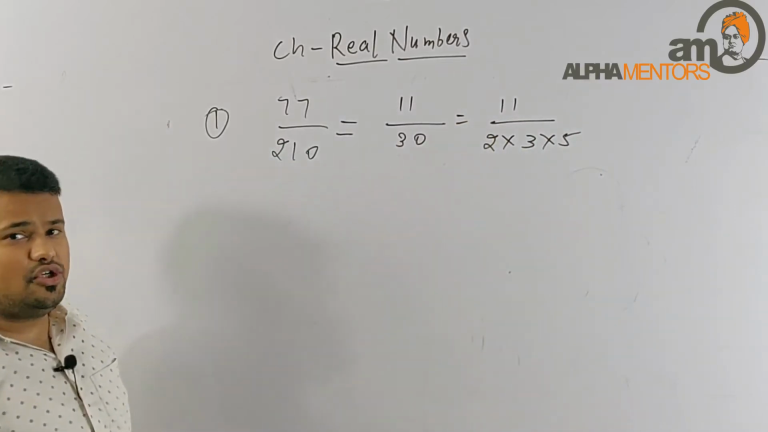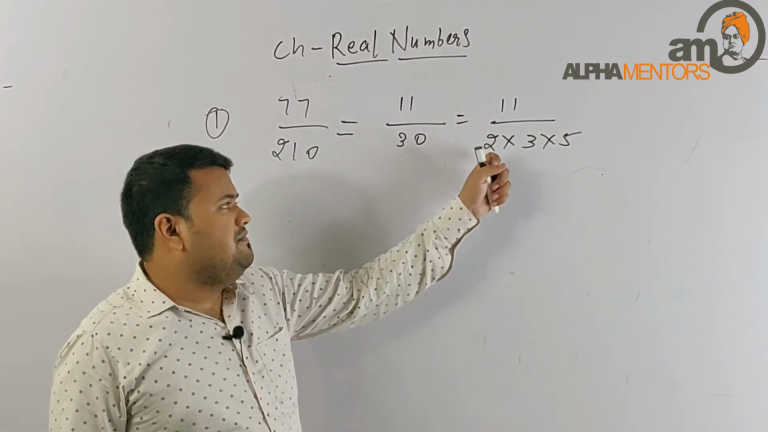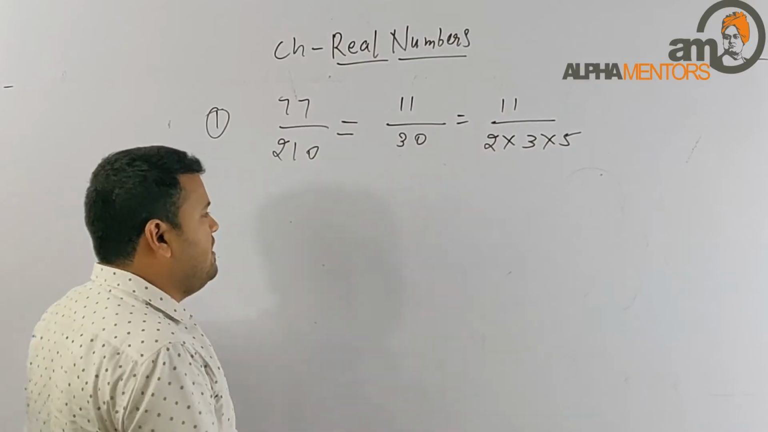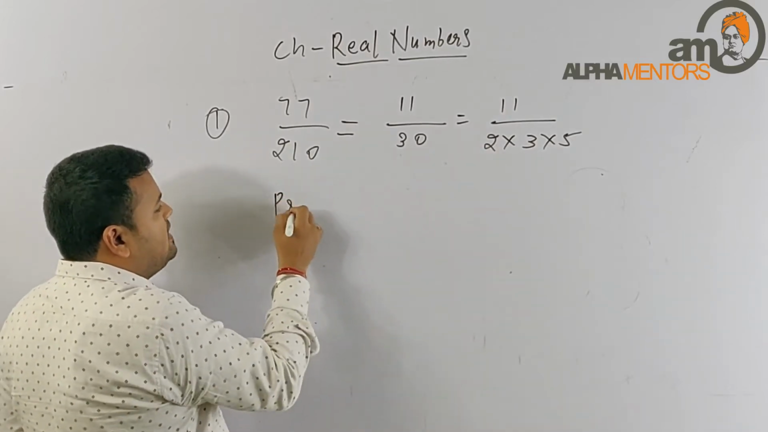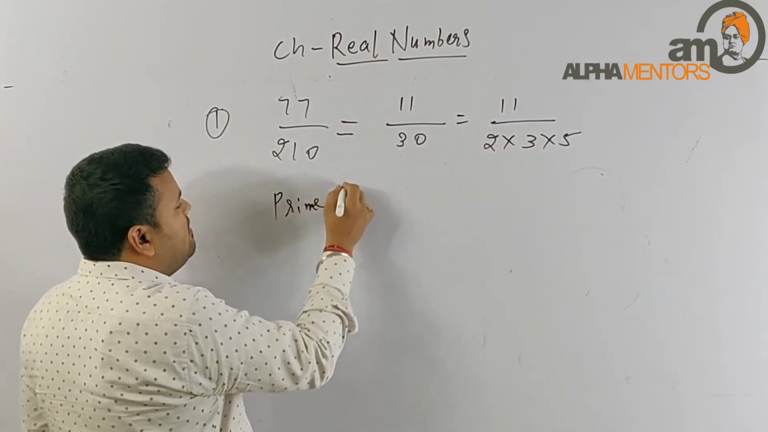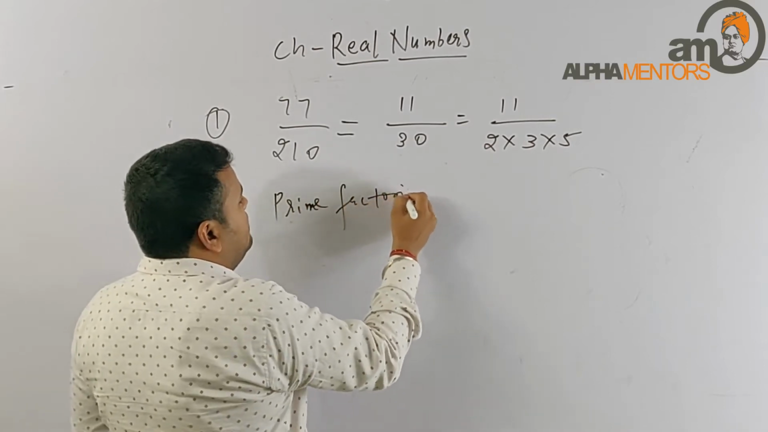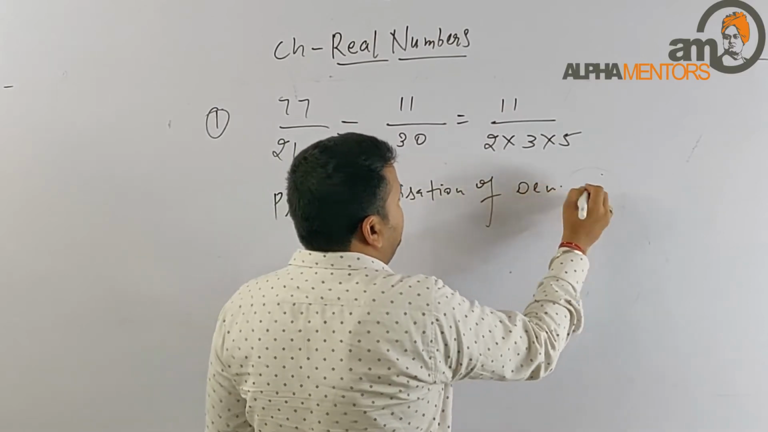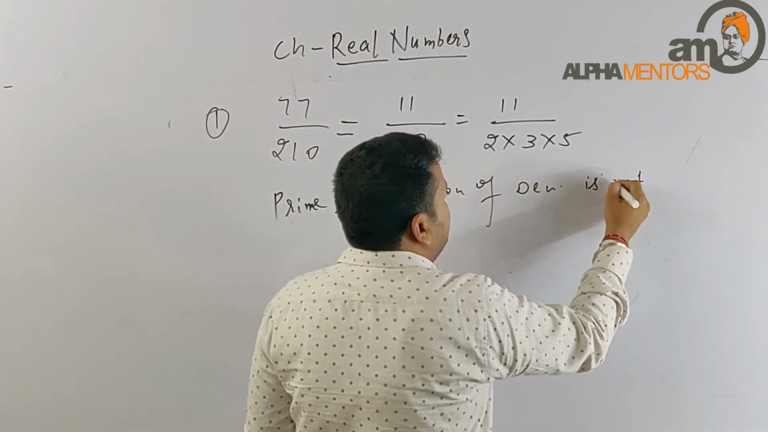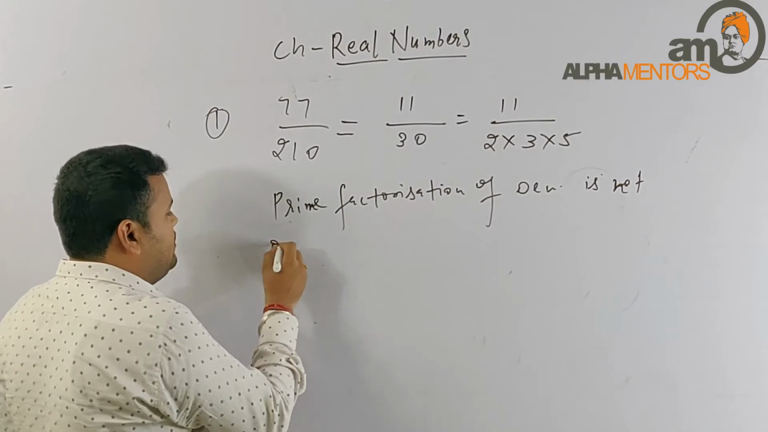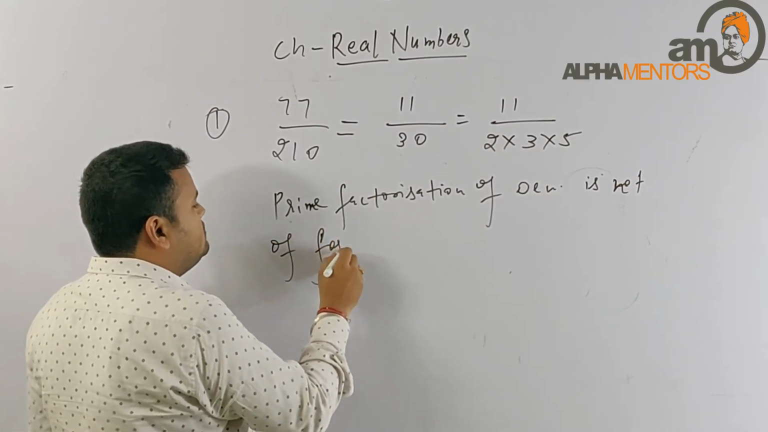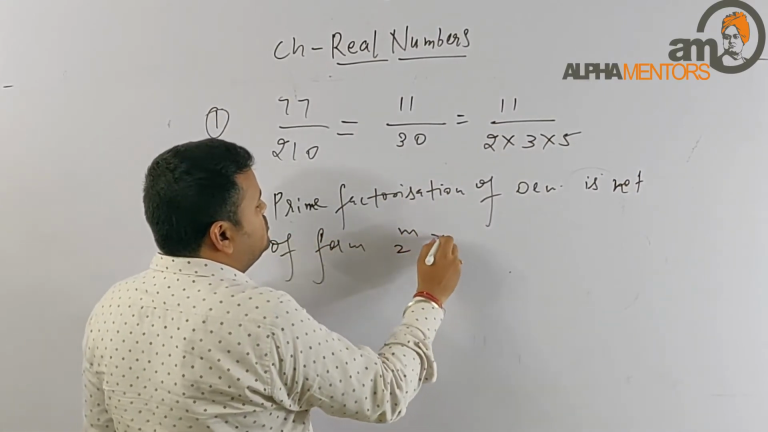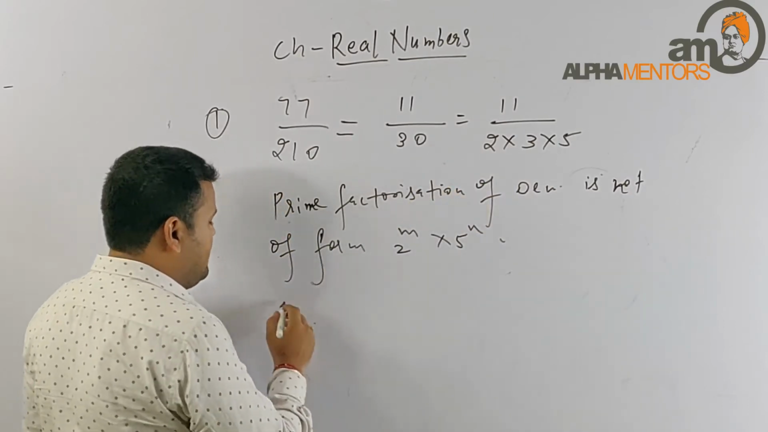Do the prime factorization of 30, and what will you say? The prime factorization of 30 is 2 into 3 into 5. So what to write in short? I can write: prime factorization of the denominator is not of the form 2 to the power m into 5 to the power n.